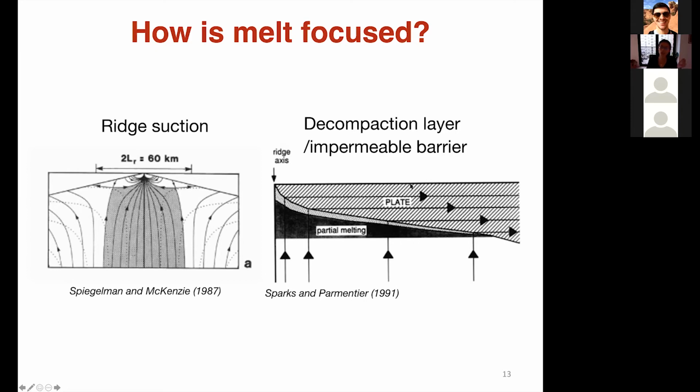And on the right here, we have what we like to call decompaction layers, where buoyant melt is rising and encounters a cold, strong lithosphere. Because the oceanic lithosphere cools and deepens away from the ridge axis, it creates a naturally sloping interface where melt piles up, gets diverted, and moves towards the ridge axis.